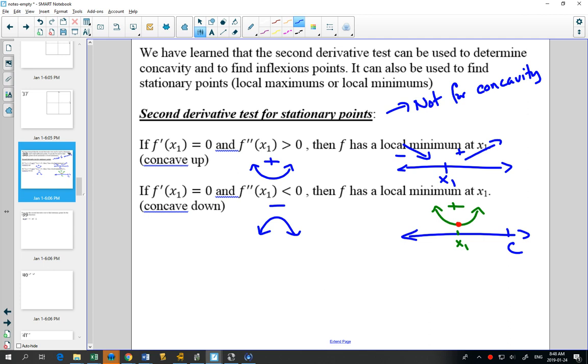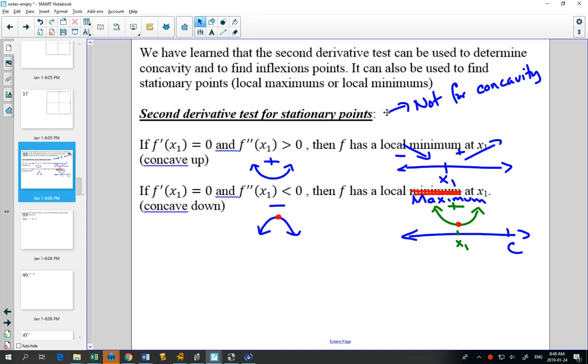The only possibility if the first derivative is 0 and it's concave down is that you have, and did we change it in your notes? Because on mine it still says minimum here. It should be maximum at that point.